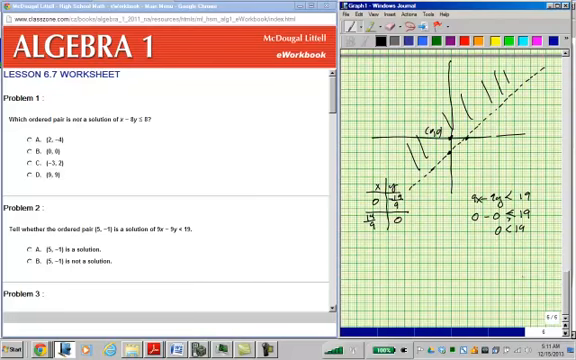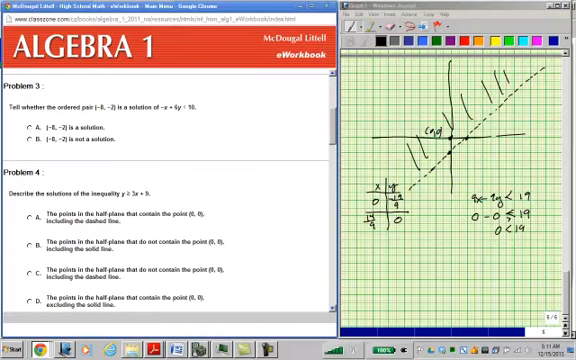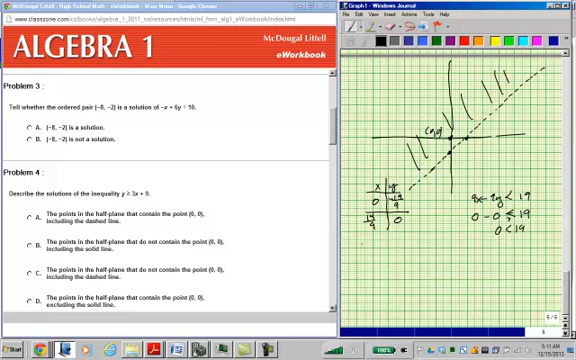Moving on. Let's go to the next problem, number 3. Tell whether the ordered pair is a solution. We've got negative x plus 6y is less than 10. It's less than, so when we graph this, the boundary line will be broken, not solid, and the boundary line will not be part of the solution. We're going to plug in negative 8 and negative 2 and see if that's a solution.